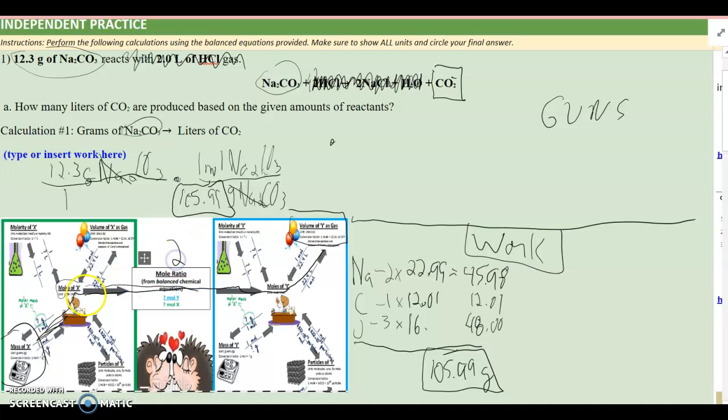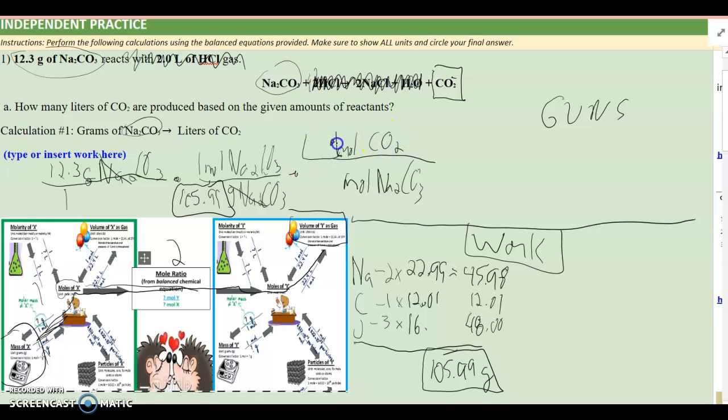So step 1, and here's step 2. It's telling me to put the moles of the thing I have on the bottom, so Na2CO3 on the bottom, and moles of what I'm looking for on the top. In this case, it is CO2. It says right here in the question, how many liters of CO2? That's the product I'm looking for, so I'm going to put moles of CO2.